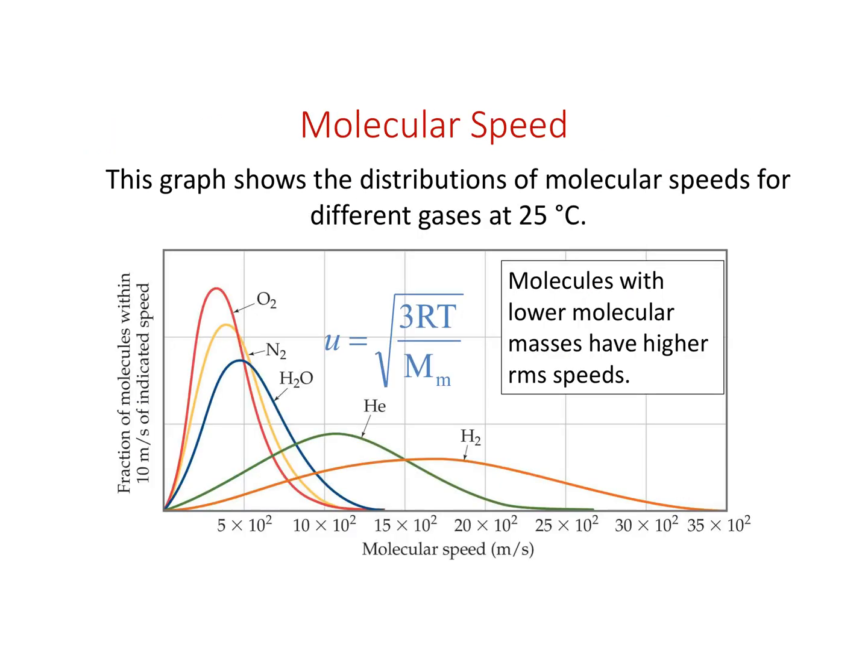This distribution is now looking at different gases, but at the same temperature. So now all of these gases are at 25 degrees Celsius. I've got oxygen, nitrogen, water, helium, and hydrogen. So my question for you is, if I look at the molecular speed of these gases, why does hydrogen have the highest molecular speed at 25 degrees, and why does oxygen have the lowest molecular speed at 25 degrees?